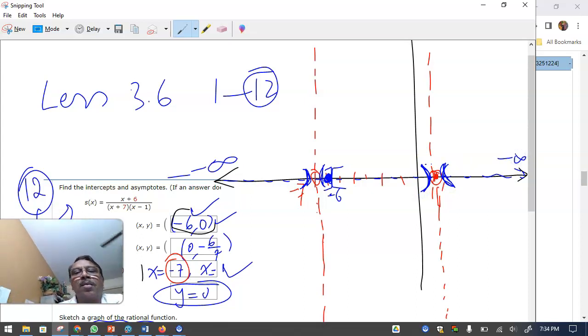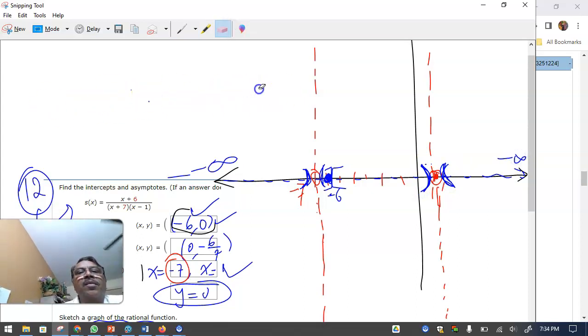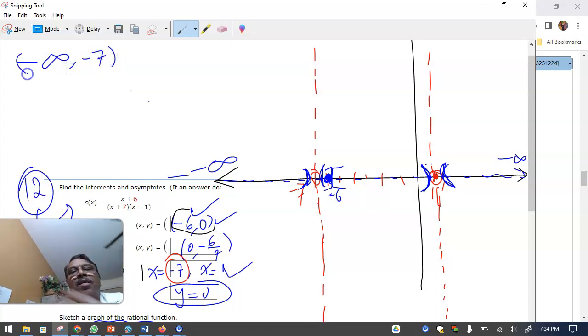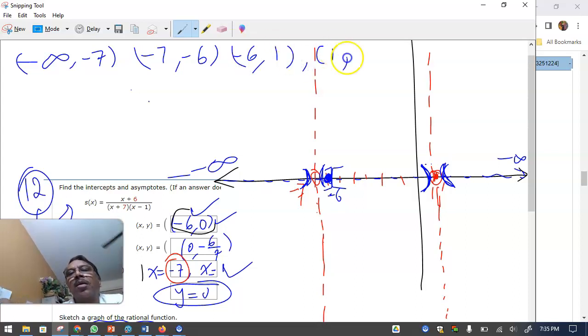In other words, what we have are intervals. The x-intercepts and the vertical asymptotes create the intervals. We want to know what's happening from -infinity until -7. Then we also want to know what is happening from -7 to -6. We also want to know what's happening from -6 to 1, and then again from 1 to infinity. So there are four intervals that we have to check.